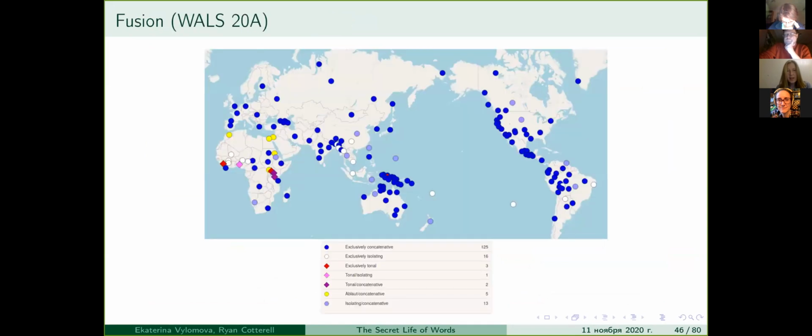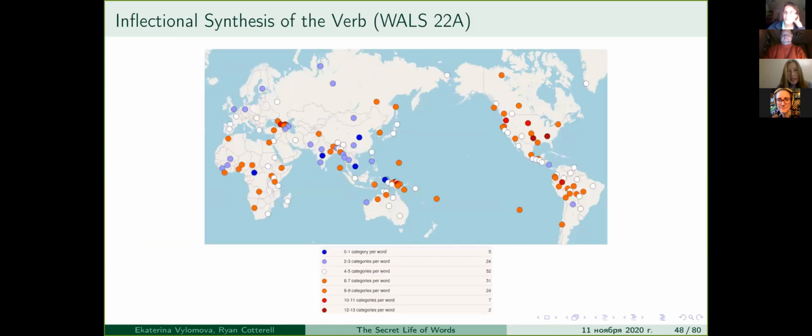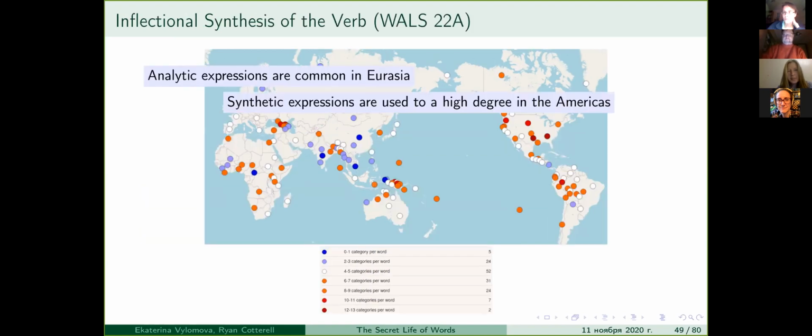According to WALS, languages differ from non-concatenative to concatenative. Concatenative morphology is the most common system, and there are some non-linearities such as ablaut or tonal morphology. Tonal concatenative morphology can be found in Mesoamerican languages. In terms of inflectional synthesis of the verb, analytic expressions are common in Eurasia, and synthetic expressions are used to a high degree in the Americas.